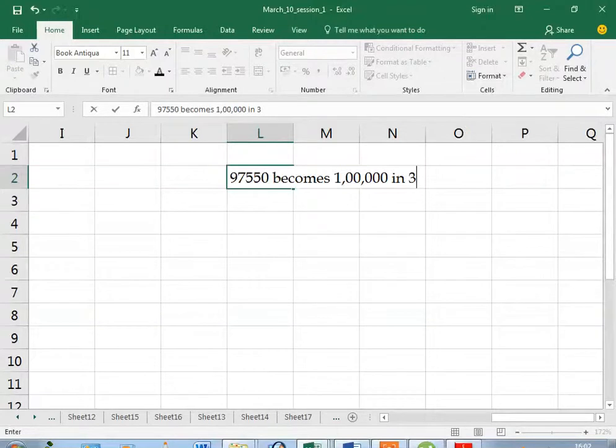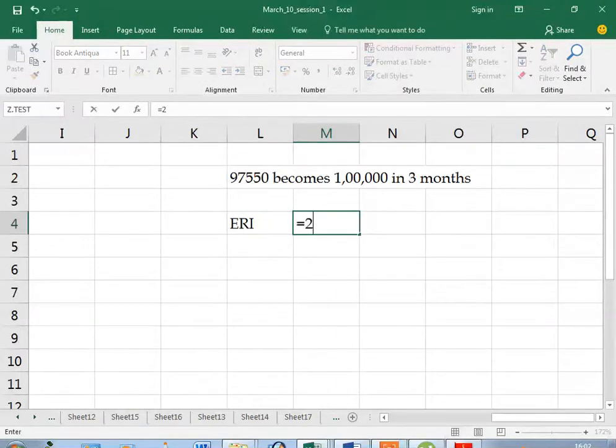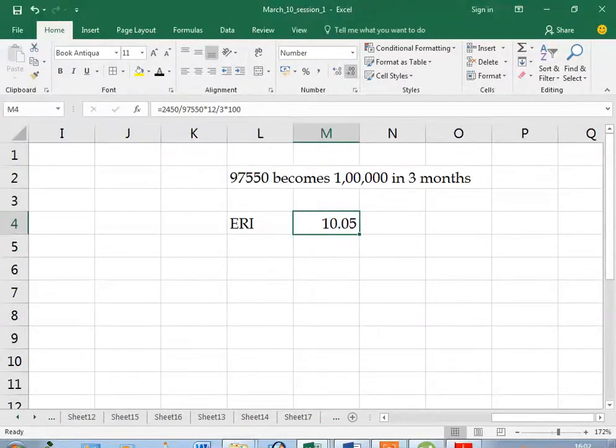The question has given months data, so I proceed with months data. Effective rate of interest is 2450 divided by 97,550 into 12 by 3. I'll multiply it with 100 finally to get it in percentage. What is the brokerage related? We'll come to that in some time. 10.05. 2450 by 97,550 into 12 by 3 into 100.